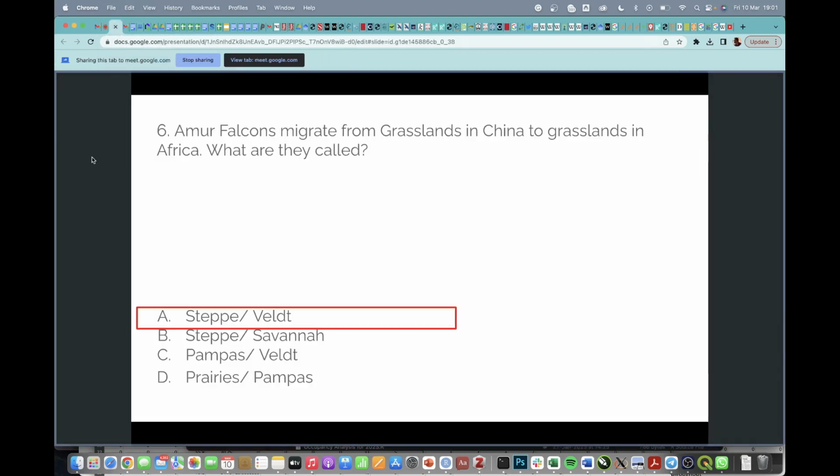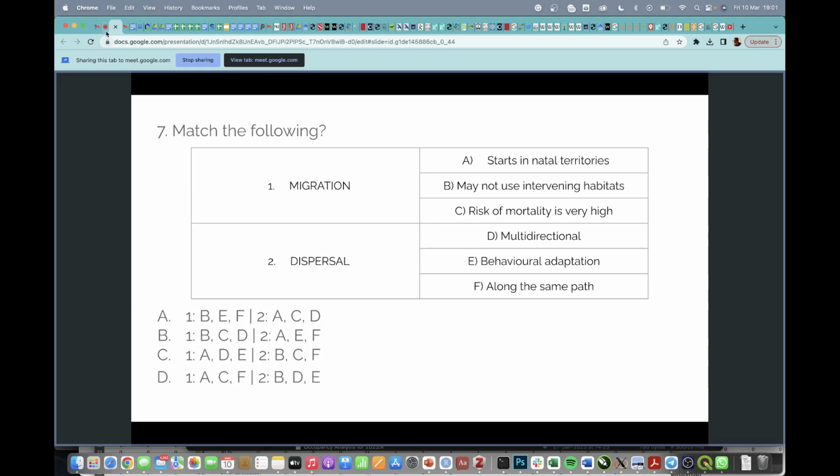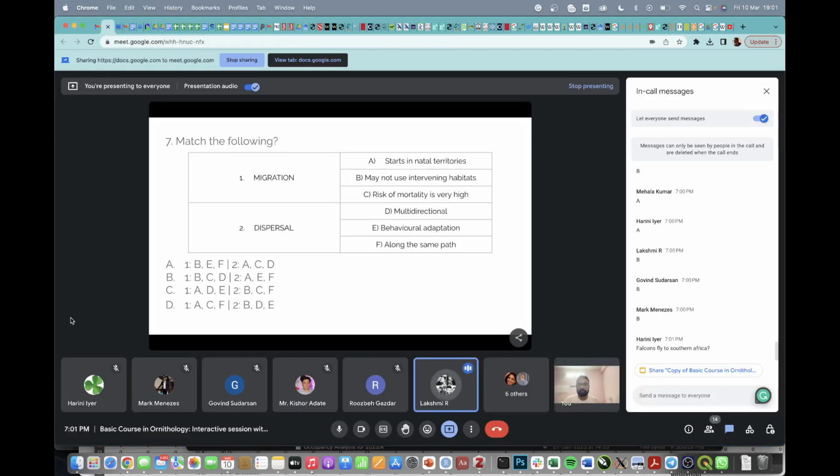Sir, isn't the savannah also in Africa? Yeah, savanna is also Africa, but southern Africa has veldt and not savannas. Savannas are in northern Africa, is what I understand. It wasn't mentioned whether it was southern or northern. It was in general, right? No, but if you see the map that Suresh was showing, the Amur Falcons don't go to North Africa; they go to South Africa, the southern Africa.